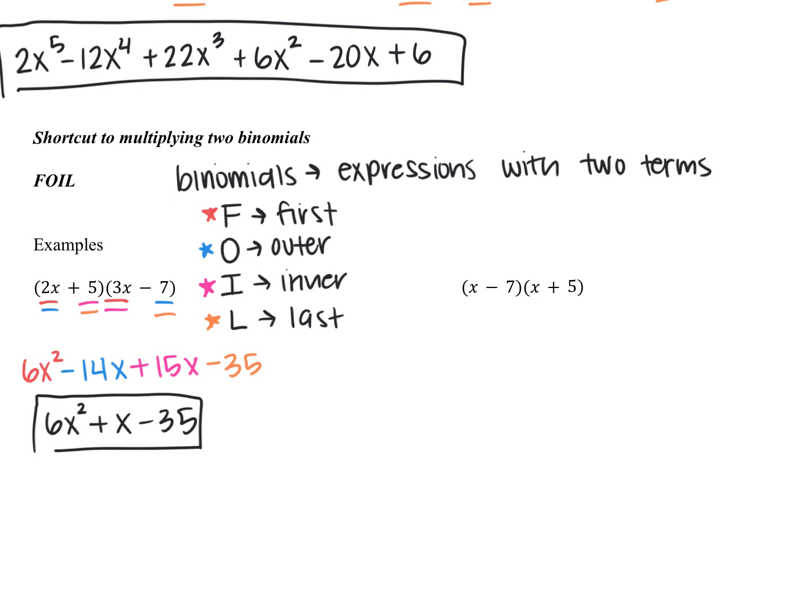So for the next one, x minus 7 times x plus 5. First terms are x and x, so I get x squared. My outer, x and 5, so 5x. My inner, negative 7 and x, so negative 7x. And my last, negative 7 and 5, which is negative 35. So I get x squared minus 2x minus 35.